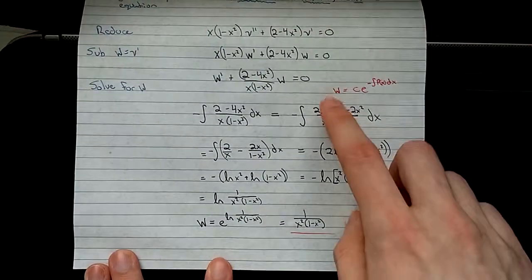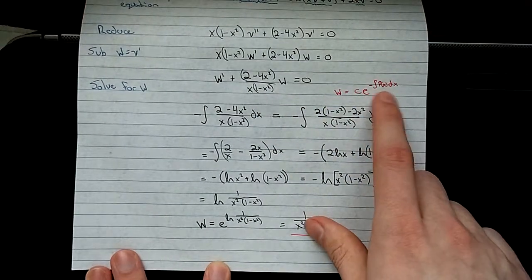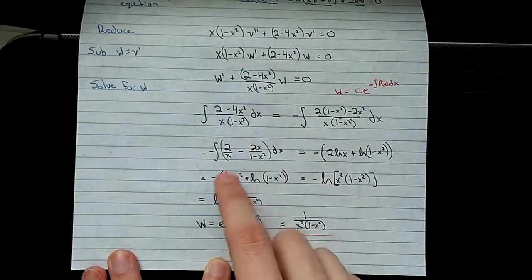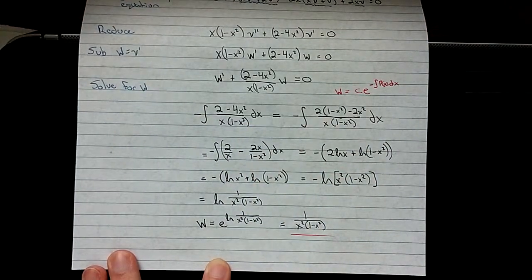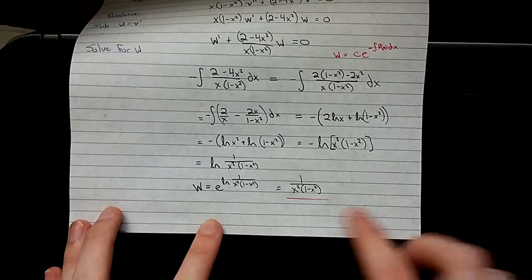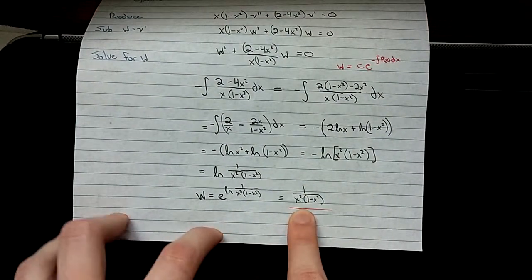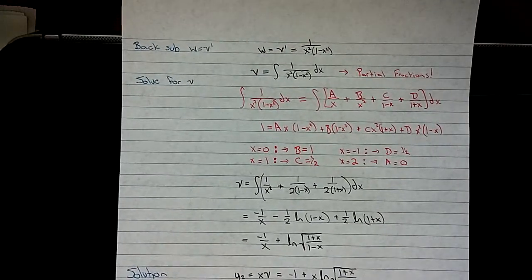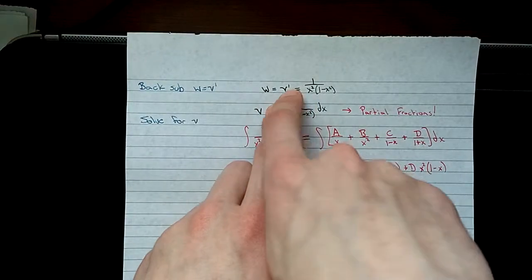And to solve that, our solution here looks like this: w equals c e to the negative integral of p(x) dx, p(x) being this thing right here. So we're just going to find that integral, which I'll let you follow along. It's fairly basic. But right there, that's what you get. 1 over x squared times (1 minus x squared). So what that tells us is w equals that garbage, which is the same thing as v prime.